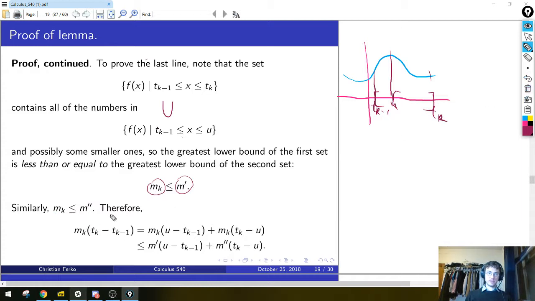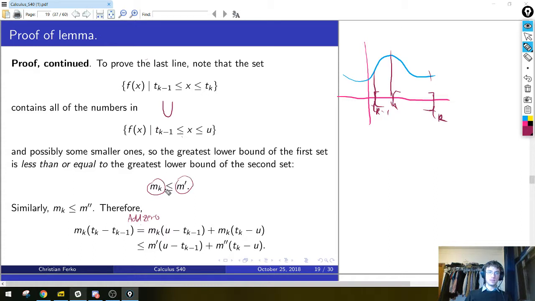Then we just plug those two inequalities into the thing that we're comparing. So you take m sub k times this distance. Of course, just by algebra, I can add and subtract. I can add 0. How am I adding 0? Just notice m sub k times u and m sub k times minus u. So I've just added u m_k and then subtracted u m_k to split it into two pieces.